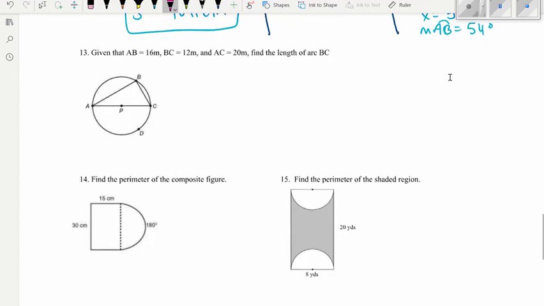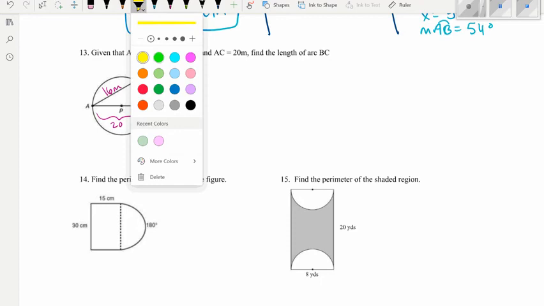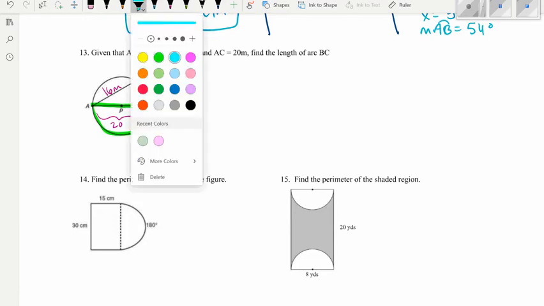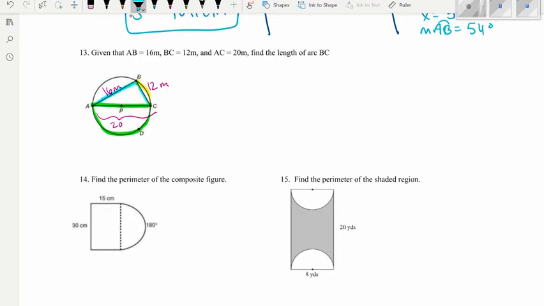All right, so the next one says, given that AB is equal to 16 meters and BC is equal to 12 and AC is equal to 20, find the length of arc BC, which is right here. So we know that this is a diameter here, which means that this arc is 180 degrees. And of course, we also have the inscribed angle for that arc.